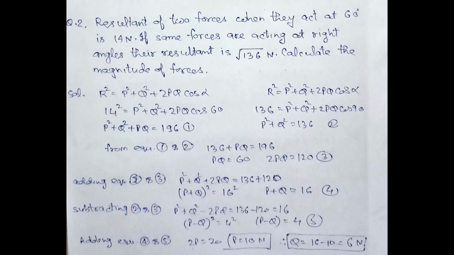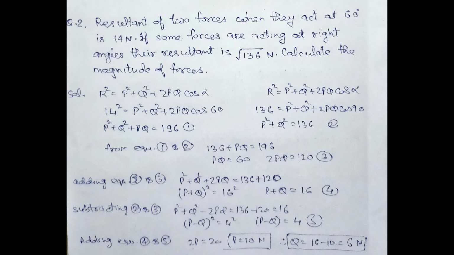Now adding equation number 2 and 3, we will get P square plus Q square plus 2PQ equal to 136 plus 120, that is 256, or we can say P plus Q whole square equal to 16 square. So we will get P plus Q equal to 16. Similarly, if we subtract equation number 3 from equation number 2, we will get P square plus Q square minus 2PQ equal to 136 minus 120, that is 16. Or we can write P minus Q whole square equal to 4 square. So P minus Q equal to 4.